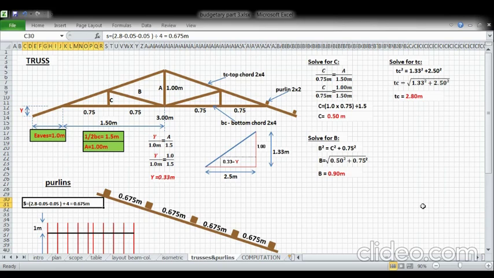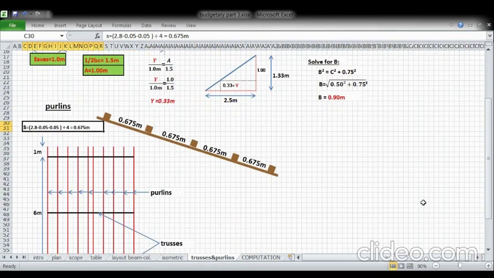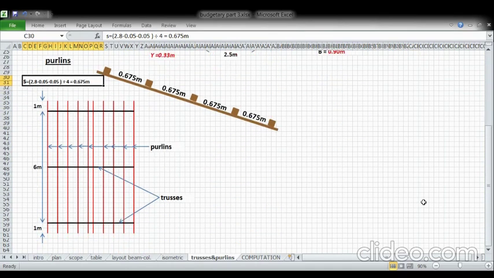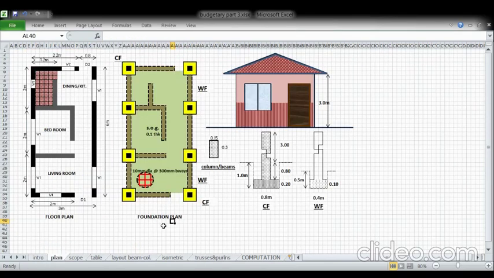Now, I'm going to explain everything about the computation. Just initial the plan here.